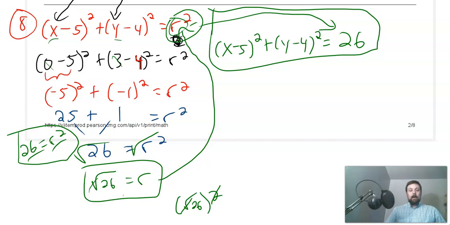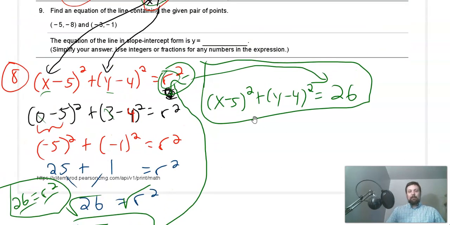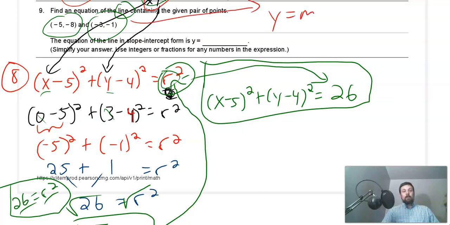All right. And I forgot there was one more problem. I meant to leave this space available for this last problem here. Number 9. Find the equation of a line containing the given pair of points. So we have 2 points here, but it's not a circle this time. It's a line. So make sure you're paying attention to the directions. To find the equation of a line, we use the formula y equals mx plus b, right?